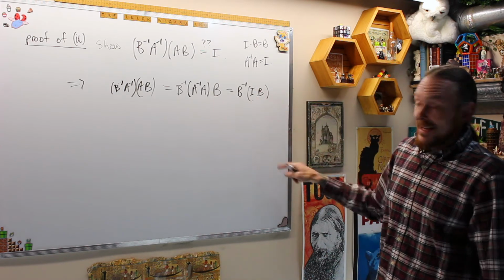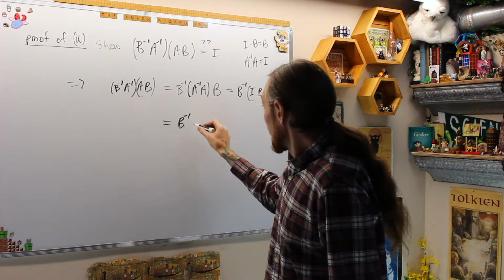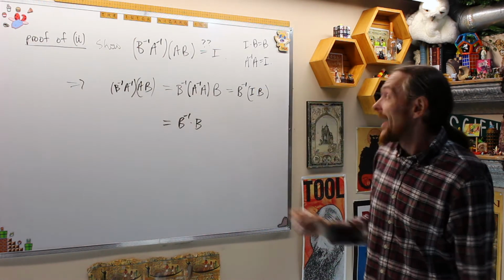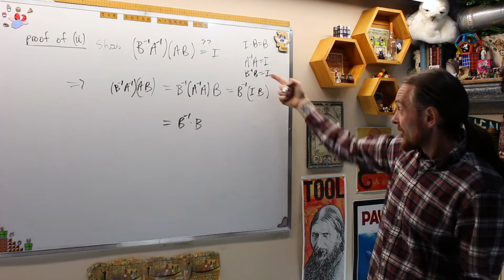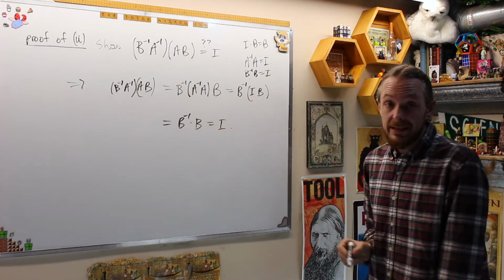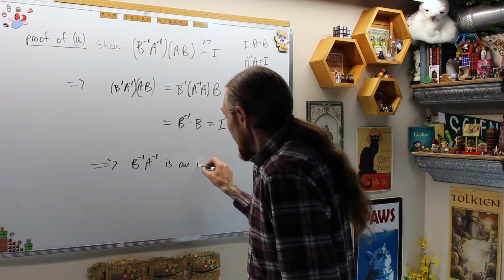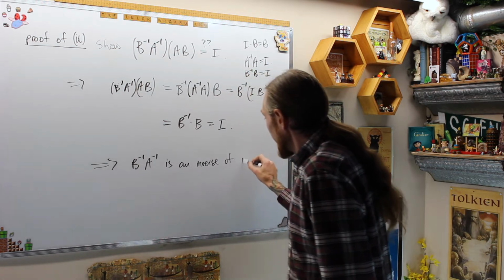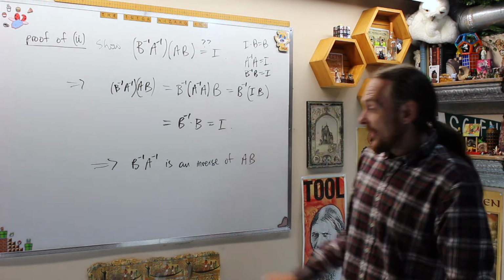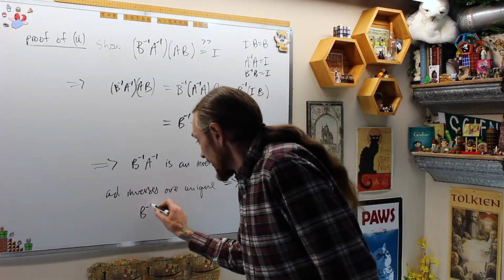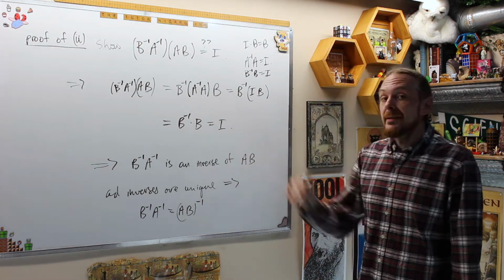But now what that says technically is identity times B leaves B alone. So that will give me B inverse times B. And I know B is invertible, so B inverse times B is also the identity matrix. I already know this. So then I can use this, and this says this is the identity. And what that says by definition is B inverse A inverse is an inverse of AB. It's an inverse, but it has to be the inverse because they're unique. We see that B inverse A inverse is the unique inverse of AB.